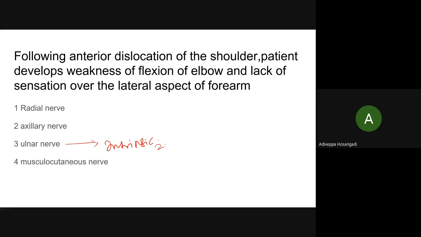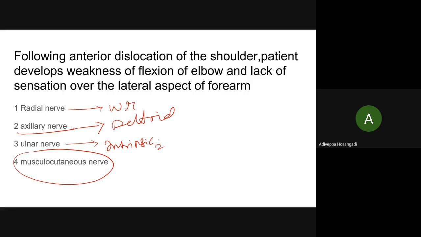Axillary nerve, sir? No. Radial nerve? The only thing remaining is musculocutaneous. Radial nerve injury gives wrist drop. Axillary nerve supplies only the deltoid. There are 20 muscles in the hand, 4 muscles into 5 groups. Fifteen are supplied by the ulnar nerve and 5 by the median nerve. This I'll come to when I take the hand topic.